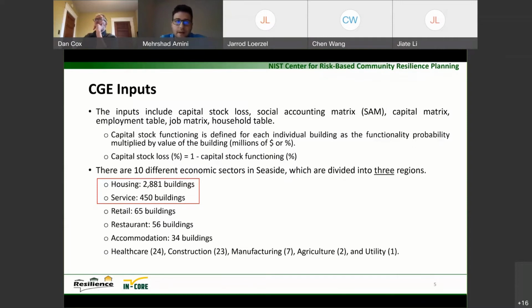So in Seaside, there are 10 different economic sectors, which are divided into 3 regions based on the distance from the ocean and the coast. For the housing, we have around 2,800 buildings, the service sector 450, and it goes down to retail, restaurant and accommodation, healthcare, construction, manufacturing, agriculture, and utility.